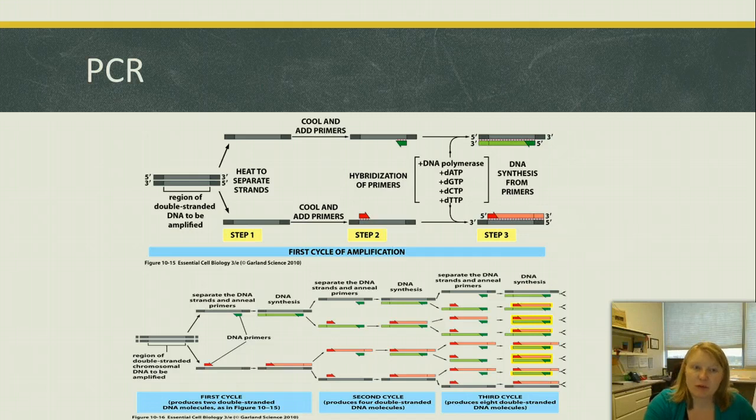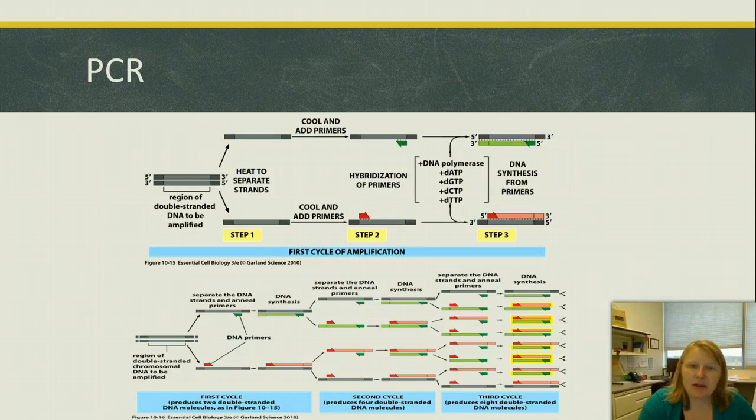So in step 1, we're going to heat the strands. And this takes the place of helicase and opens up the 2 strands of DNA. We're then going to add primers. We know we need primers so that we can start the polymerase action. So the primers get added. You have to have specific primers. So they have to be hybridized to a specific region in that sequence that we're looking to amplify.